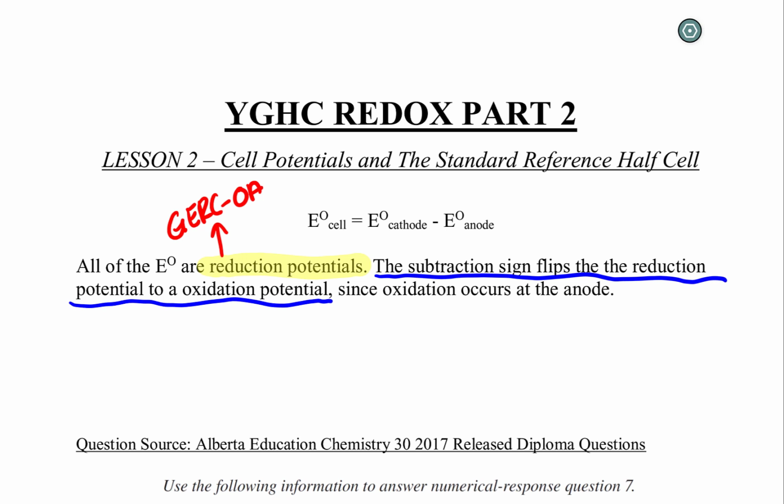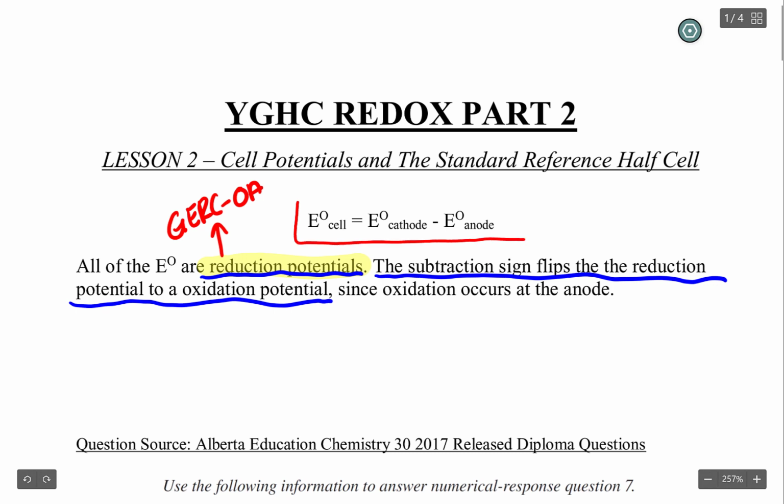Now please, never change this to, say, the electric potential of the cathode plus the oxidation potential of the anode. Everything is done in reduction potentials. We do nothing in oxidation potentials. I want you to use this equation exactly the way it is. I don't want you to change it in any way.